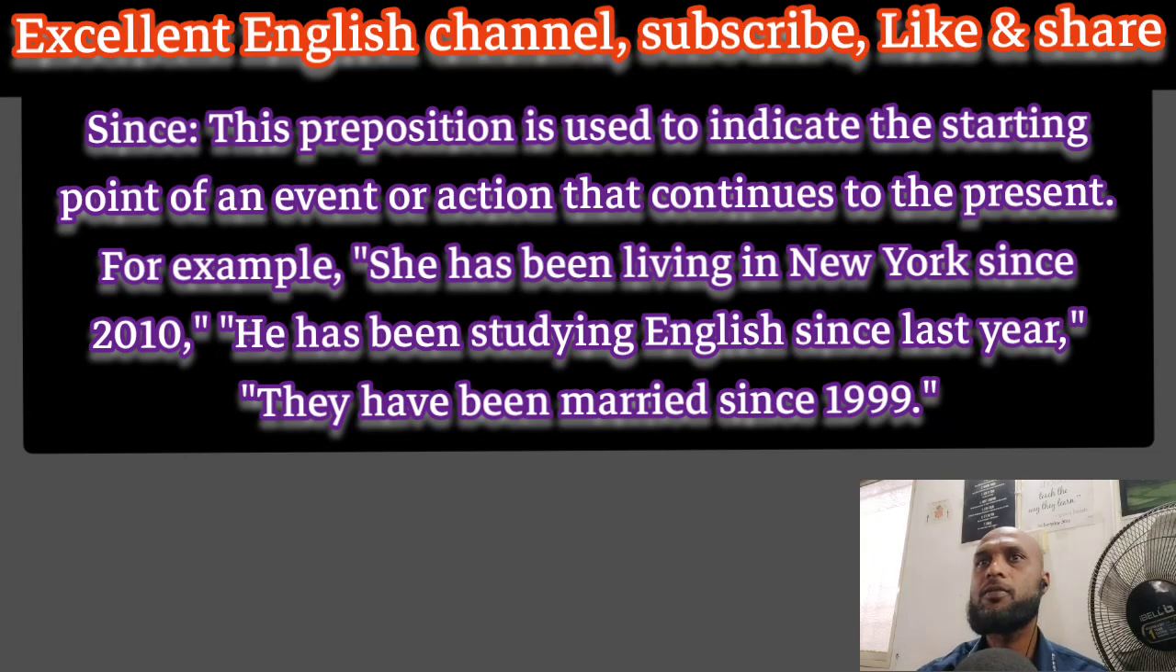Since. This preposition is used to indicate the starting point of an event or action that continues to the present. So let me say that in other words, you can use since to talk about the beginning point of the time of the activity or action. And the above preposition for, use for to talk about the total length or the duration of the activity or any action. All right. Now let us look at the examples for since.